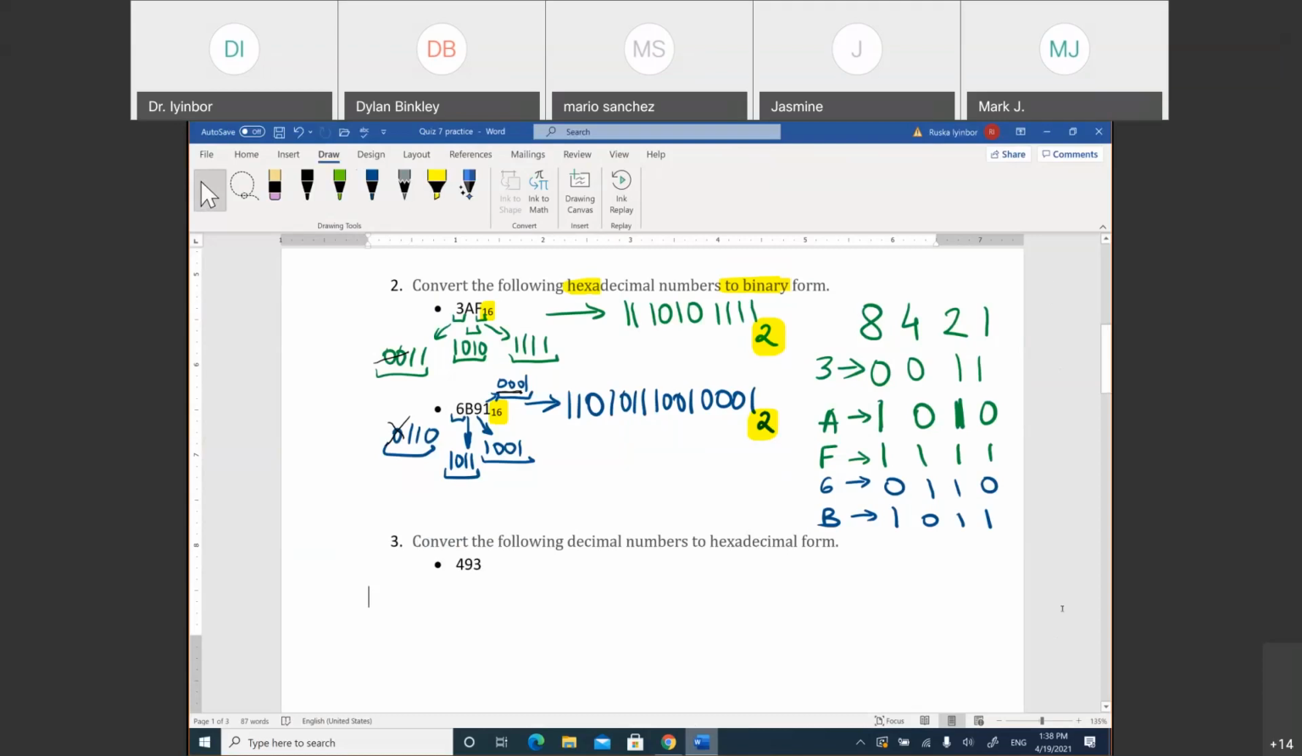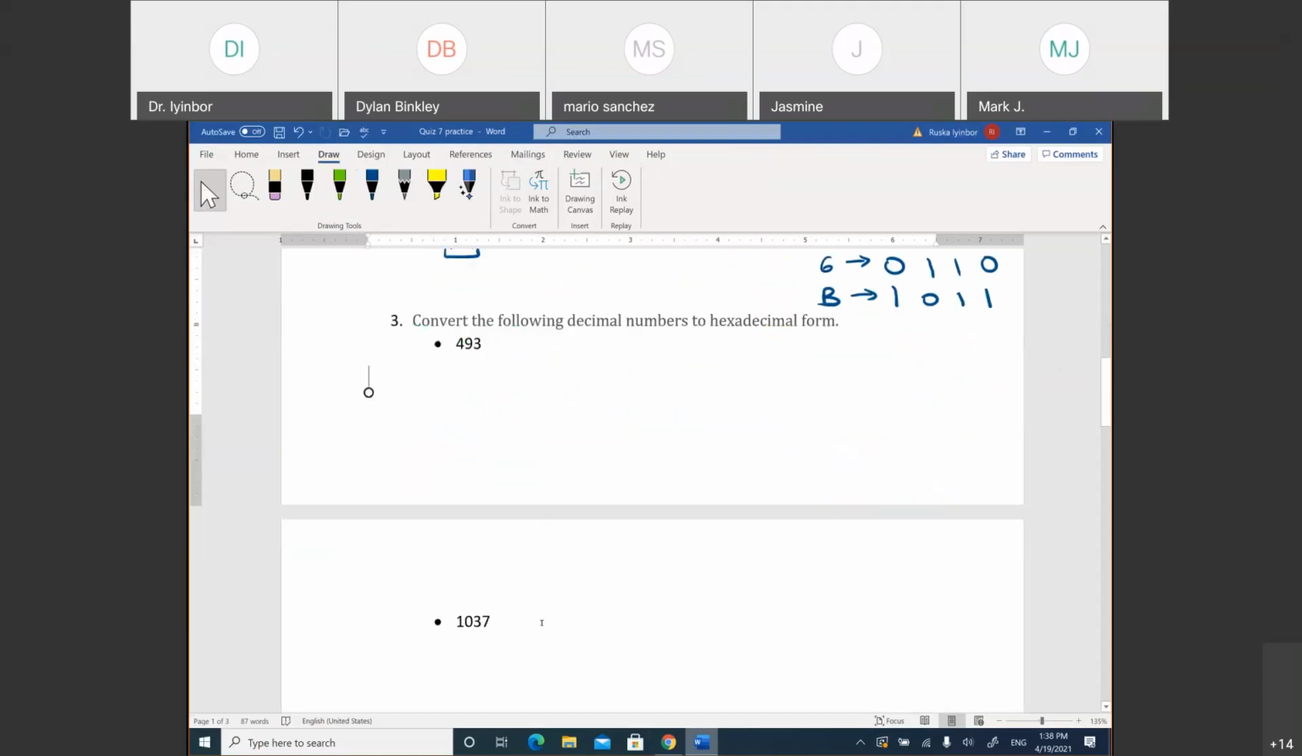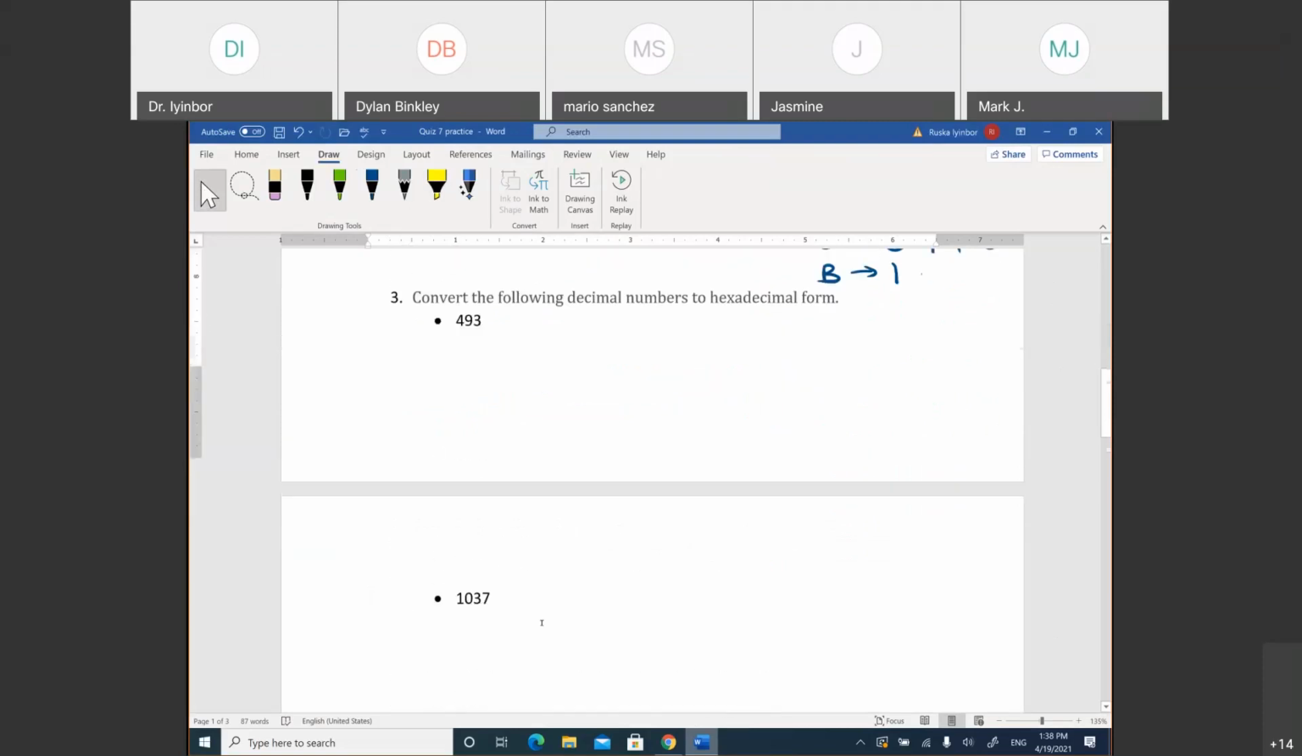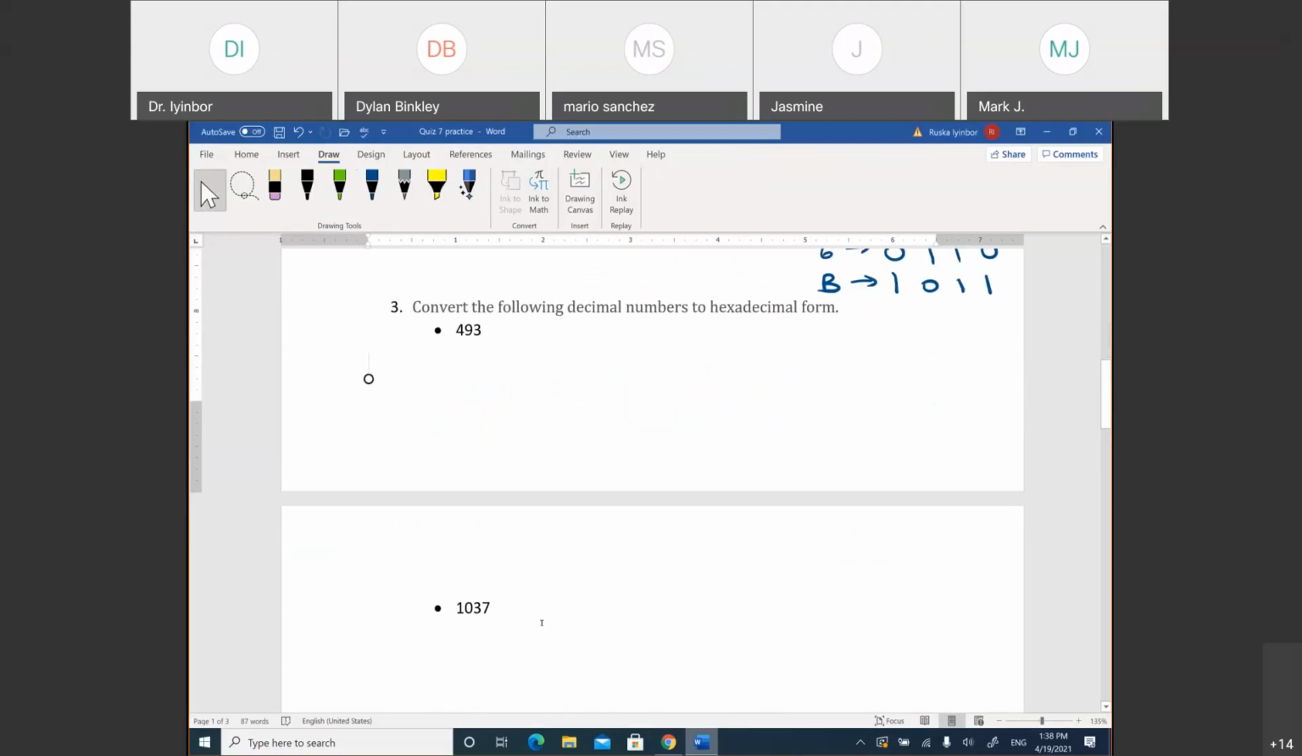Okay, then you're going to go to number 3. And number 3 is we're changing decimal to hexa. So when you do decimal to hexa here, we're going to divide by 16. Every time when you go from decimal to something, you divide by the base. So here I'm going to show you the division step by step so you can kind of see how the division works, how the remainder works.